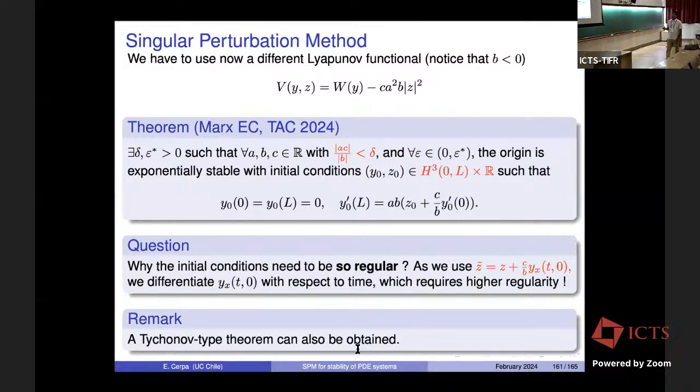Here, at the end of the day, we obtain very similar results as the one I told you for the other system. But just to point out that here we need more regularity of the solutions, H3. The reason is that at some step we obtain that Z tilde is Z plus this trace of Y, and we have to obtain the equation for Z tilde. So we have to differentiate in time, and we need more regularity to make all that possible. And a Tikhonov type theorem can also be obtained, but it's not that nice to write. It's very similar to the previous one.